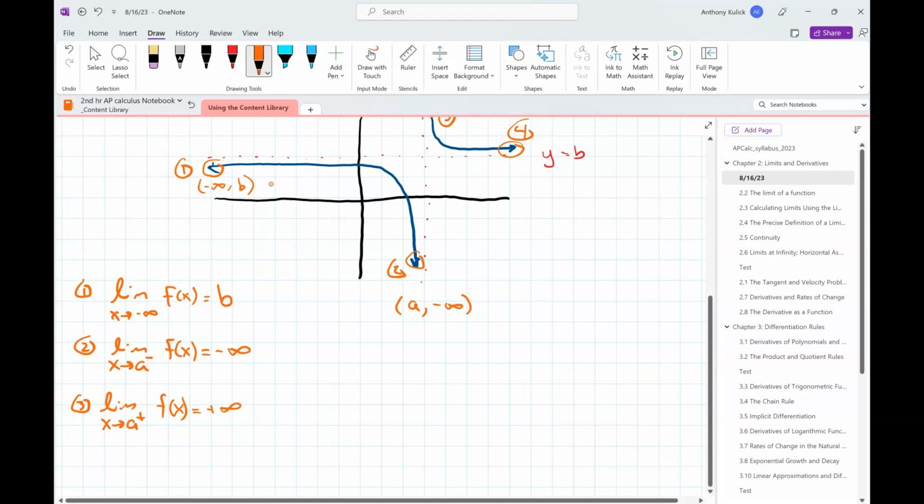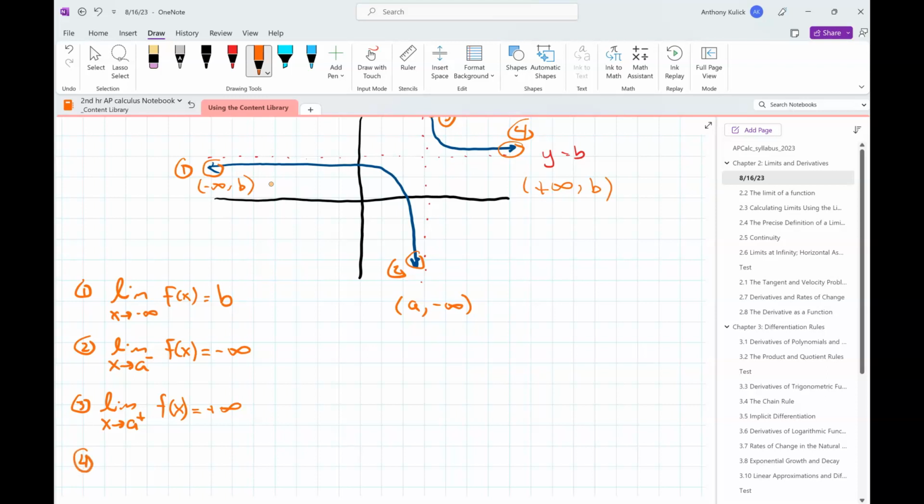And then if I look at 4, again, that x is positive infinity and the y would be b. So limit as x approaches positive infinity of f of x is equal to b. So those are the 4 end behaviors you should have written. Now, obviously, if you drew your graph slightly differently, these potentially could be switched or both the same.